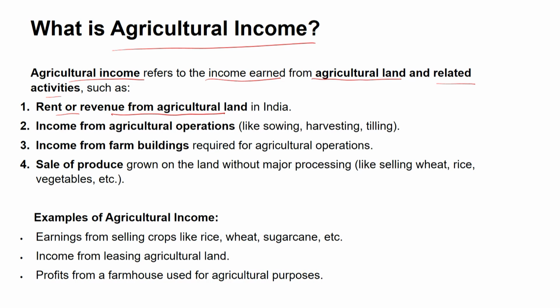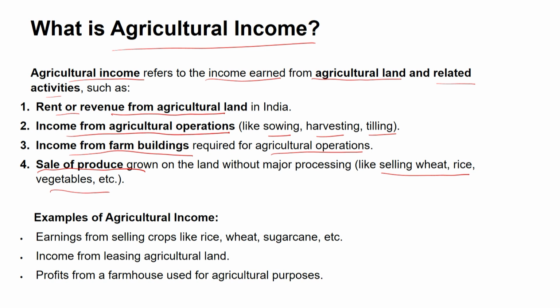So if there is any agricultural land and you get any revenue from that, then that income is known as the agricultural income. Then income from agricultural operations, like sowing, harvesting or tilling. Then income from farm buildings required for agricultural operations is also agricultural income. And sale of produce grown on the land without major processing. So income that you receive by selling wheat, rice, vegetables, etc. may be part of agricultural income.